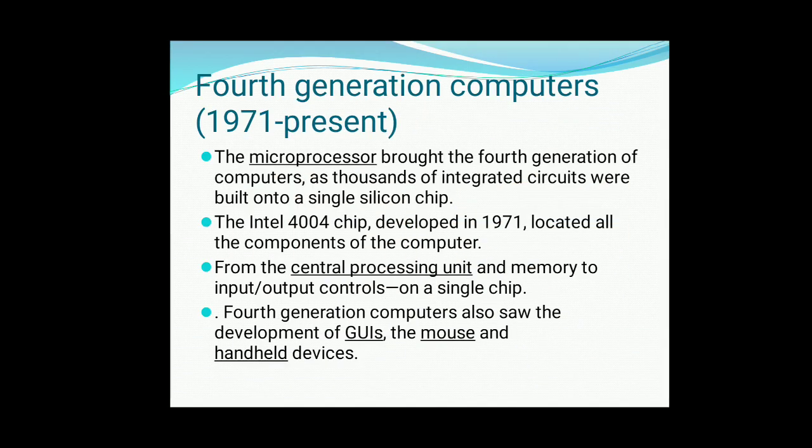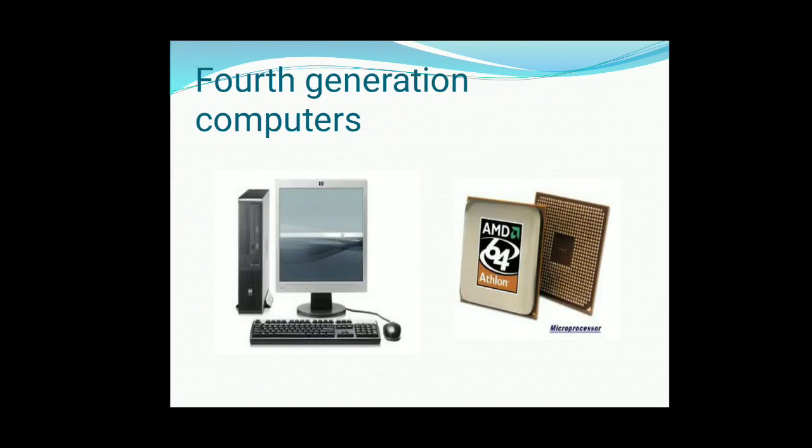Then the fourth generation is from 1971 to present. The microprocessor brought the fourth generation of computers, as thousands of integrated circuits were built onto a single silicon chip. The Intel 4004 chip, developed in 1971, located all the components of the computer, from the CPU and memory to input output devices, on a single chip. The fourth generation also saw the development of GUIs. GUI means graphical user interface, the mouse and handheld devices. You can see the fourth generation computers and devices.